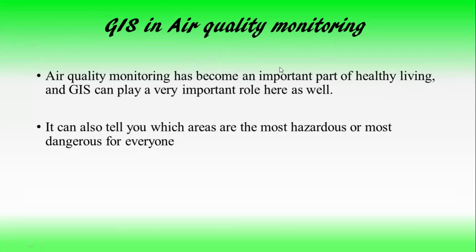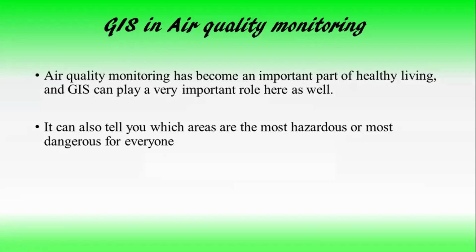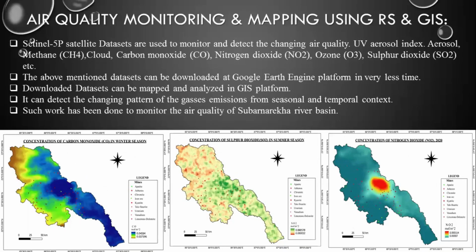So GIS plays a very important role in air quality monitoring because that is required for healthy living. Through air quality monitoring, you can easily understand which regions are more hazardous and dangerous, so that proper precautions can be taken. Here, we try to monitor the air quality in a certain belt of the Subarnarekha River basin. For this, these satellite images were taken. That is an example of RS.